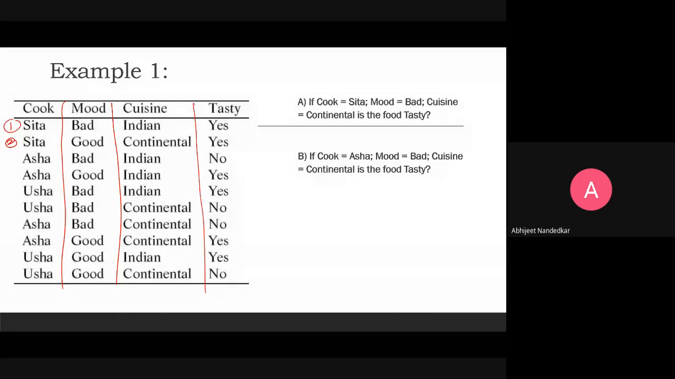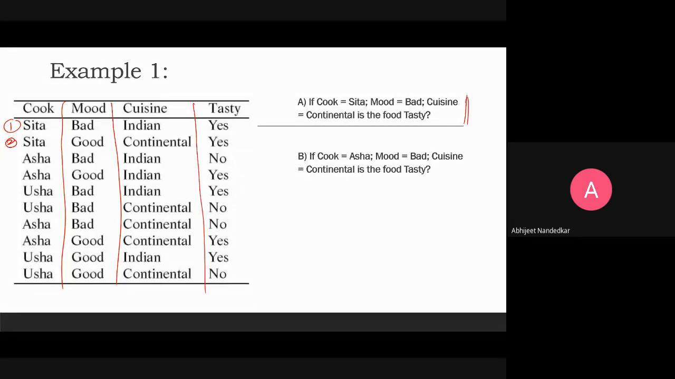Preparing continental, then food is tested. Okay, then like that we have this data. Now the thing is, if I ask you: if the cook is Sita, mood is bad, cuisine is continental, is the food tasty?